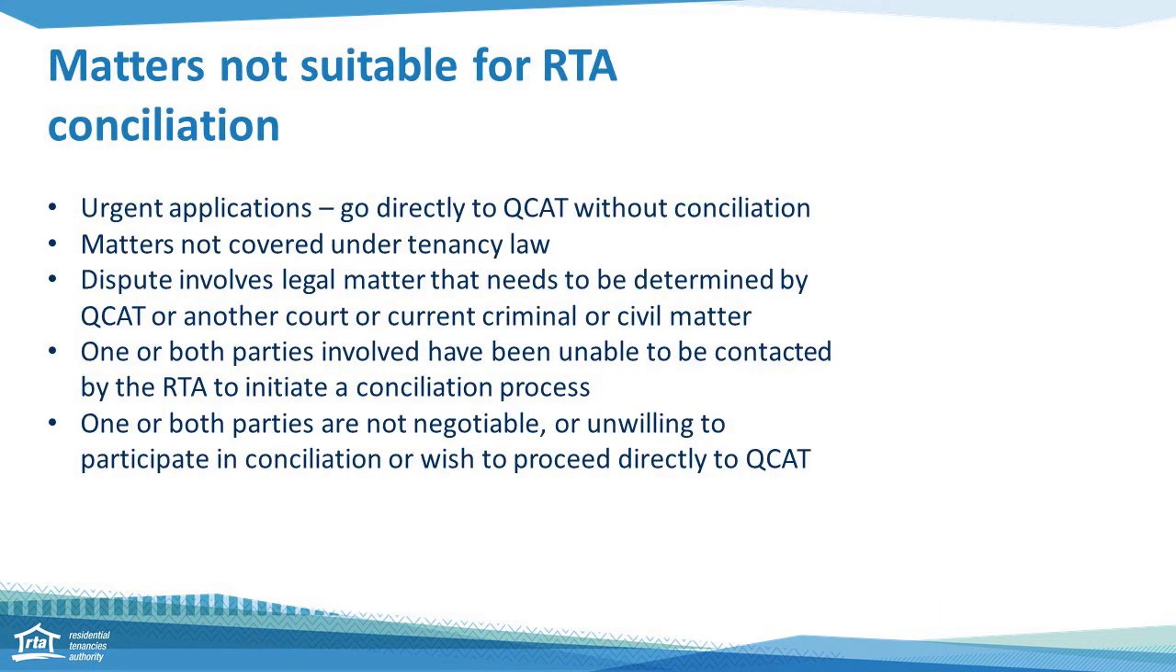Before I go into the process, let's look at matters that are not suitable for conciliation. You can also find a list on the RTA's website, and these include: where a matter is classed as an urgent application as defined under the Residential Tenancies and Rooming Accommodation Act 2008, they go directly to Queensland Civil and Administrative Tribunal and do not require conciliation. Matters that are not covered under the tenancy laws and disputes that may involve other legal matters or need to have an outcome in court. This could also involve criminal or civil matters and therefore not suitable for conciliation. As an example, if it is a body corporate dispute or a dispute between an owner and a real estate agent or a criminal theft matter, we would not cover this.